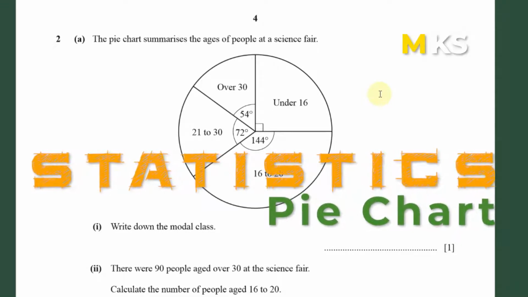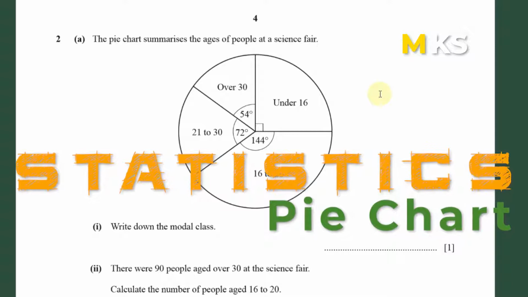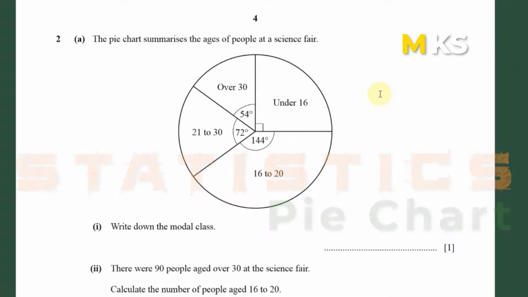Statistics question. Question number 2, part A, relevant to the pie chart. The pie chart summarizes the ages of people at a science fair. Part 1, A1. Write down the modal class.